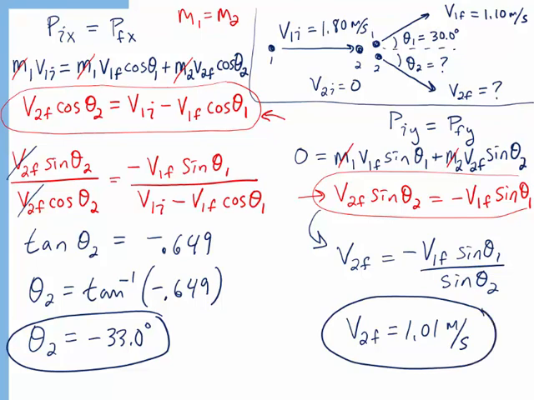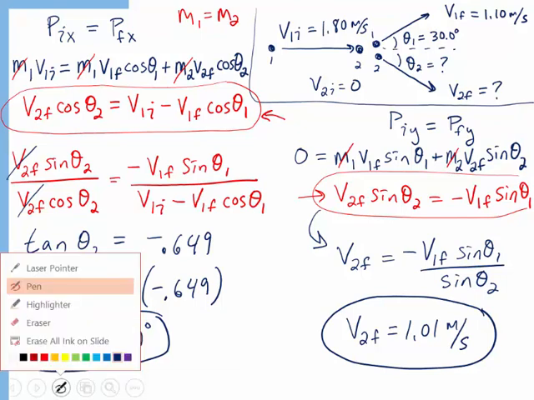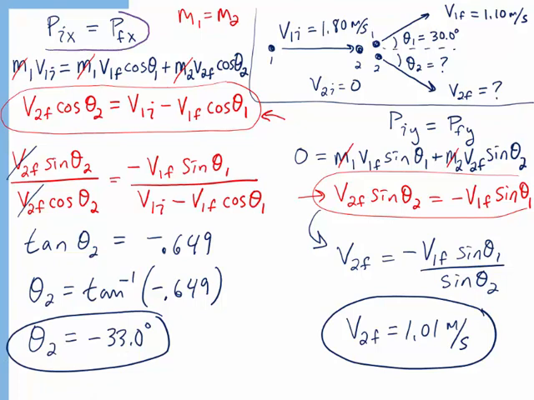Okay, so again, just to review, when we're doing a two-dimensional collision problem, it all comes down to making sure that momentum is conserved in both the x and the y component. And after you get to that next step, then it's really just the mathematics of two equations and two unknowns. Okay, that ends our study of conservation of momentum.